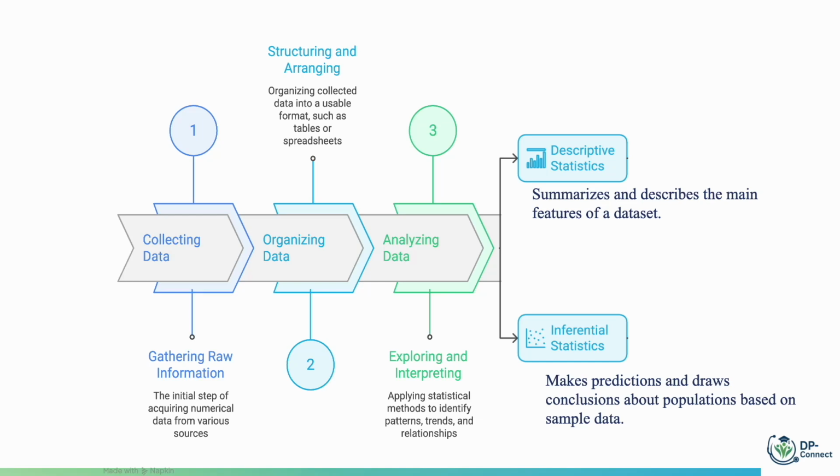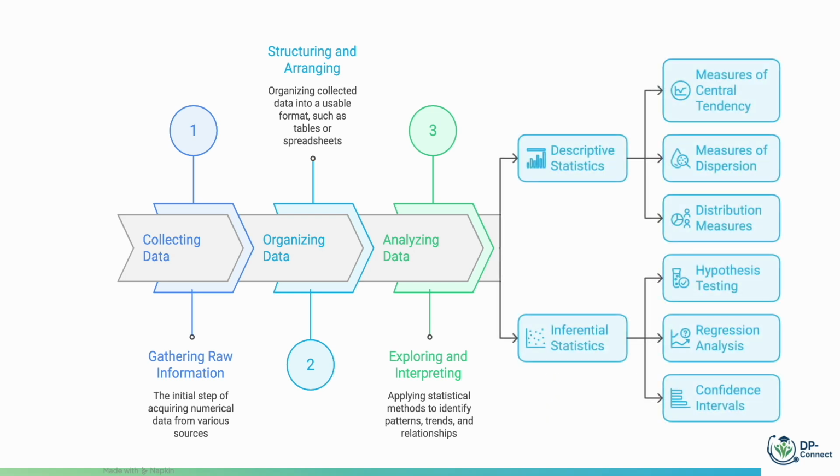Now that we understand the 2 main approaches used for analyzing data, let us look at what each of them includes. This diagram helps us visualize the components of descriptive statistics and inferential statistics. Let us begin with descriptive statistics. Descriptive statistics mainly deals with summarizing and describing the data we already have. It includes three important components. The first is measures of central tendency. These measures help us understand the central or typical value around which the data is clustered, such as the mean, median, and mode. The second component is measures of dispersion.